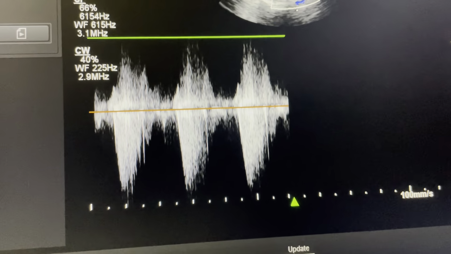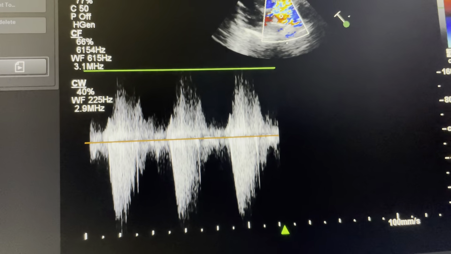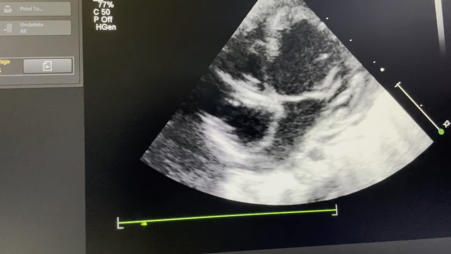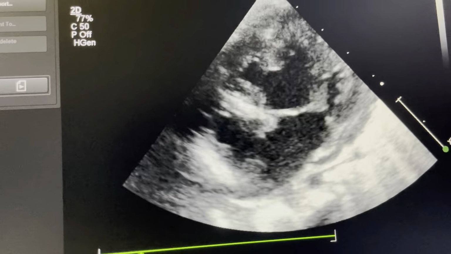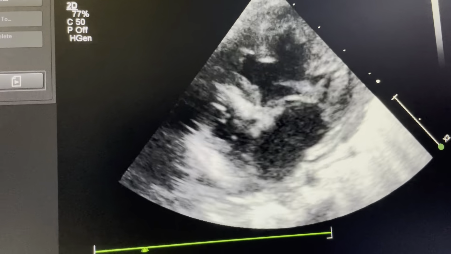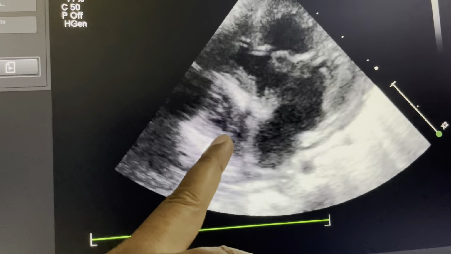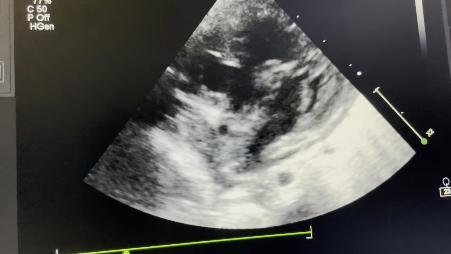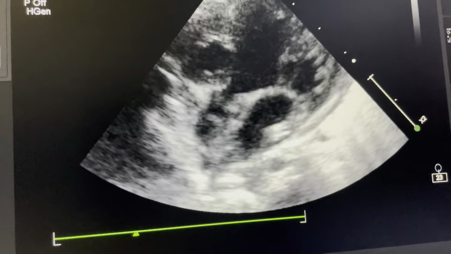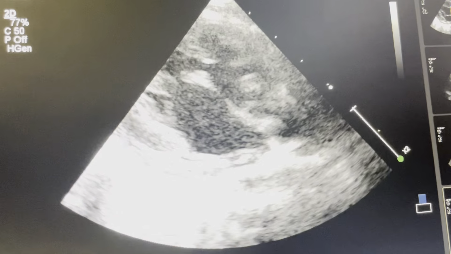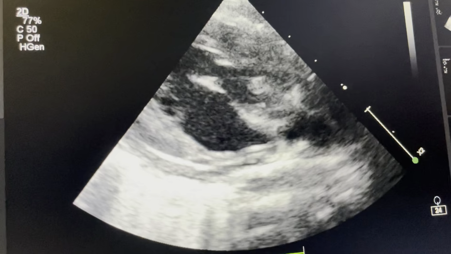There is a flow velocity across the pulmonary valve. Again, the same image you see. And the interatrial septum is bulging into the left atrium, suggestive of increased pressure in the right atrium. Again, you see the VSD.